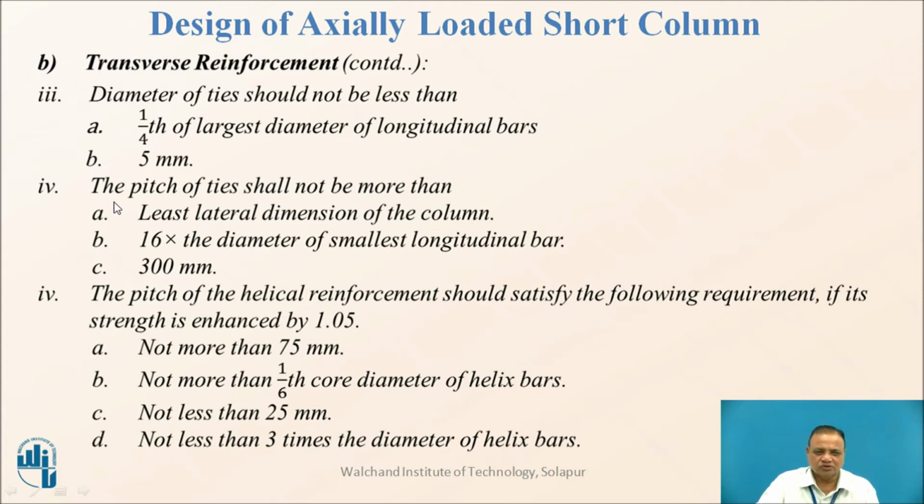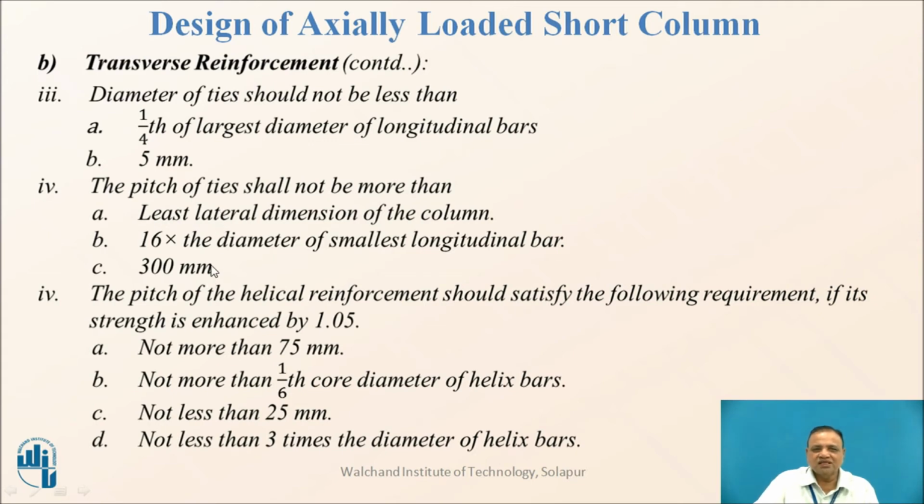Now the pitch of the ties, not necessarily helical, it can be for the normal lateral ties. The pitch of the ties, or the distance between the two lateral ties, shall not be more than the least lateral dimension of the column, that is the width of the column, or 16 times the diameter of the smallest longitudinal bar, or 300 mm.